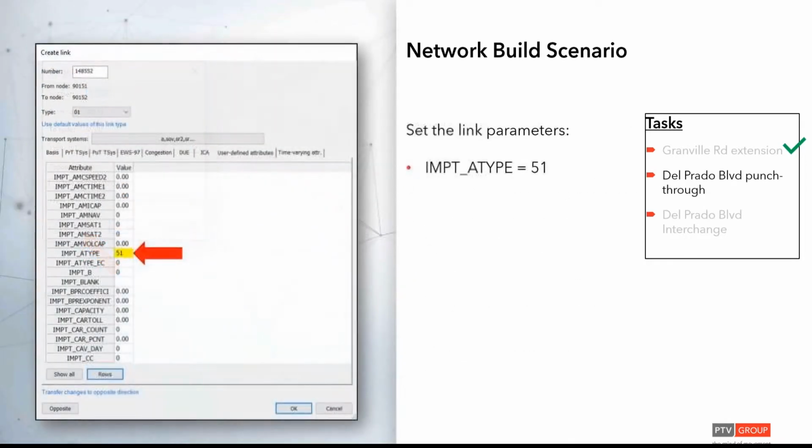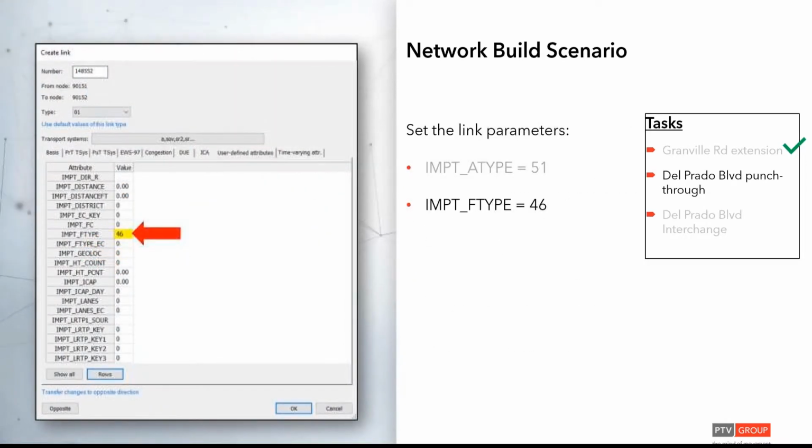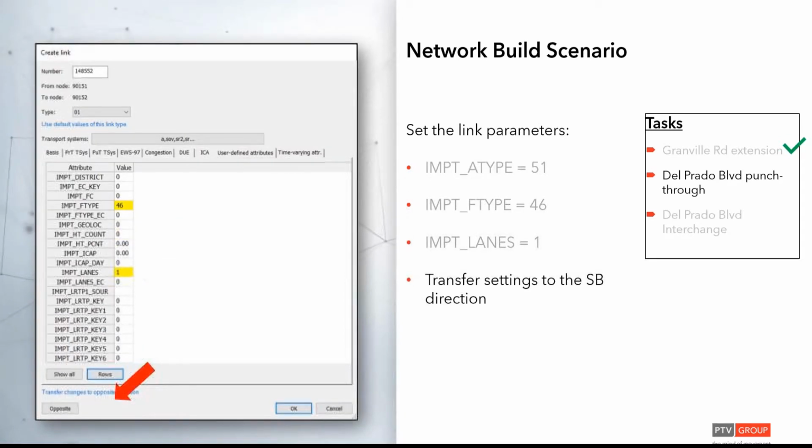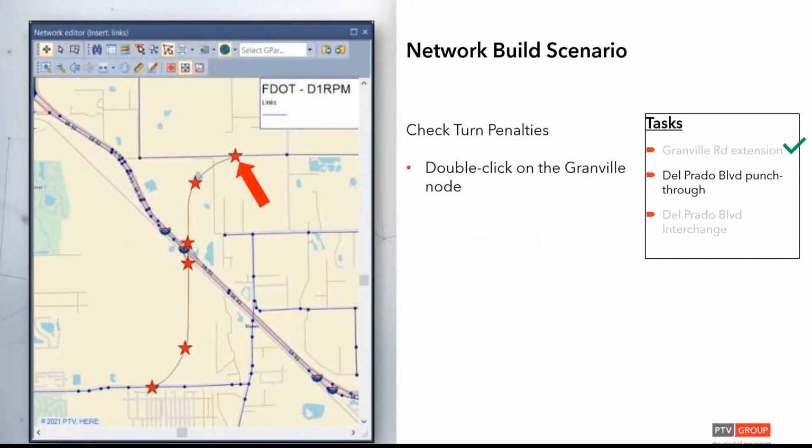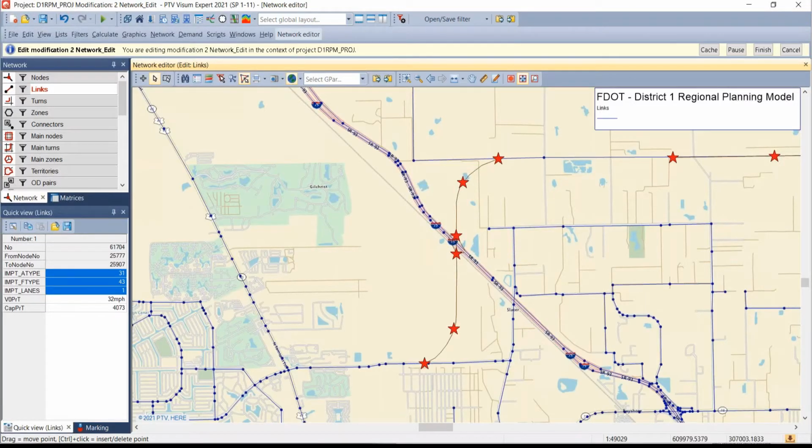And then again, we'll set the link parameters as we need, and we'll transfer it to the southbound direction. And then after that, we'll look at checking on turn penalties. So before I get into the turn penalties, let's go back into the software and let's build out our Del Prado punch through.